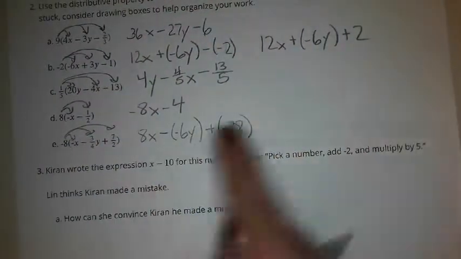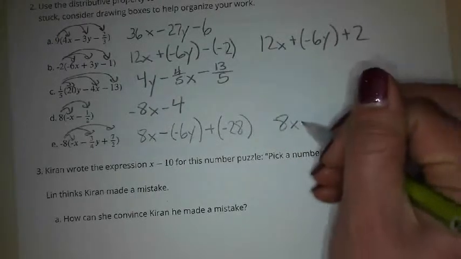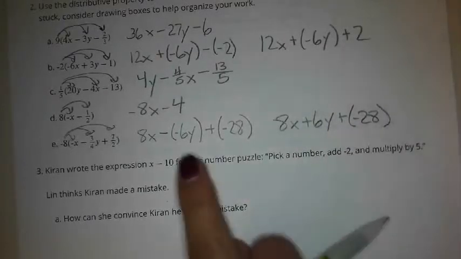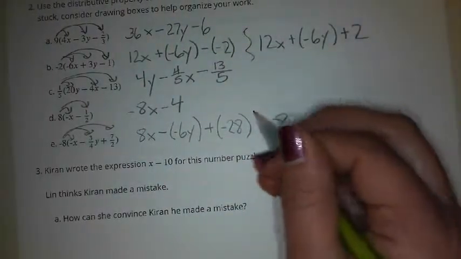Now again, I have this double negative, so I actually could rewrite this as 8x plus 6y plus that negative 28. So either one would work.